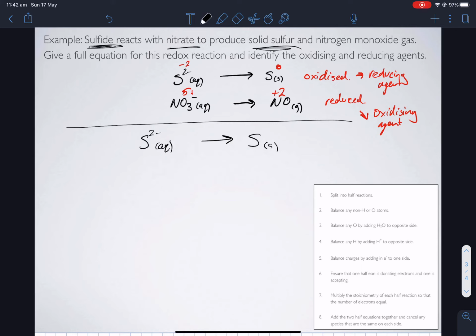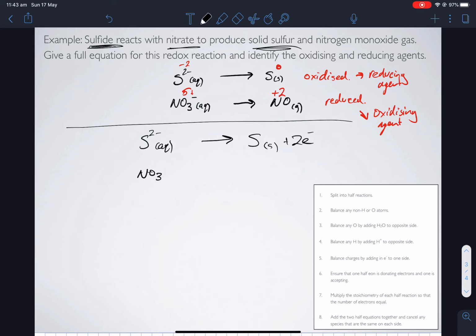Okay, balance any non-hydrogen or oxygens. Well, there's one sulfur atom on the left and one on the right, so that's all good. Balance any oxygens, no oxygens. Balance any hydrogens, no hydrogens. Balance any charges by adding in electrons. Charge on the left is 2 minus, charge on the right is 0. So we need to add 2 electrons to the right-hand side to make them both equal to negative. Okay, that's our balanced half reaction there.